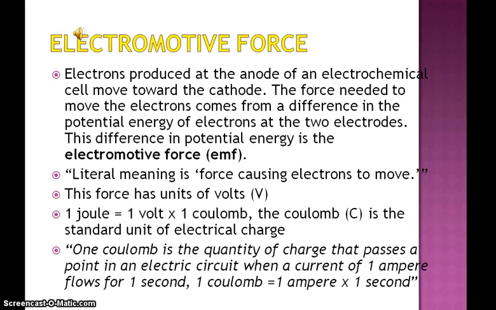Electrons produced at the anode of an electrochemical cell move toward the cathode. The force needed to move the electrons comes from a difference in the potential energy of electrons at the two electrodes. This difference in potential energy is the electromotive force, or EMF. This literally means force causing electrons to move, and this force has units of volts. 1 joule equals 1 volt times 1 coulomb, and the coulomb is the standard unit of electrical charge, and 1 coulomb equals 1 ampere times 1 second.